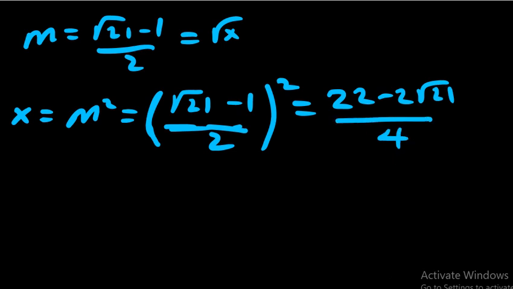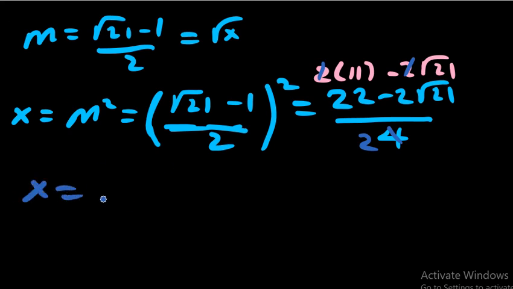Then by extracting 2 as a common, because 22 is 2 times 11, and here also minus 2 times radical 21, the 2 will be taken out as a common and cancel, and the denominator will be 2. So what we will have, x is equal to 11 minus radical 21 the whole over 2. This is x.